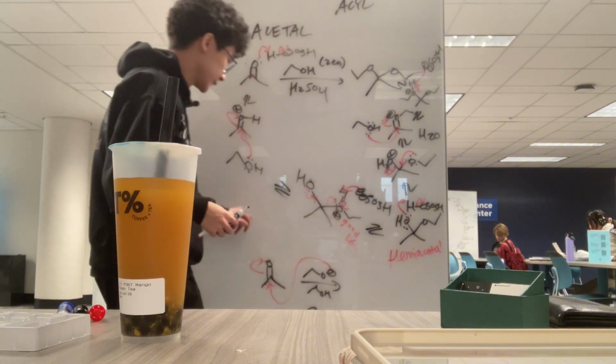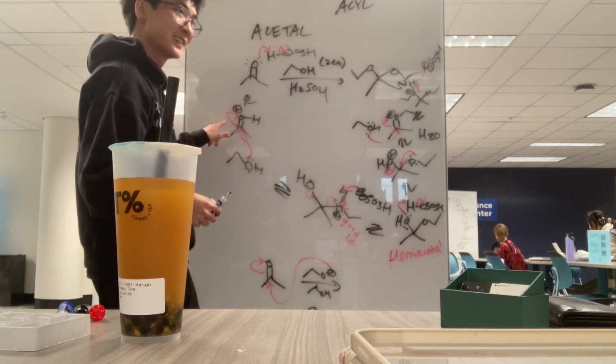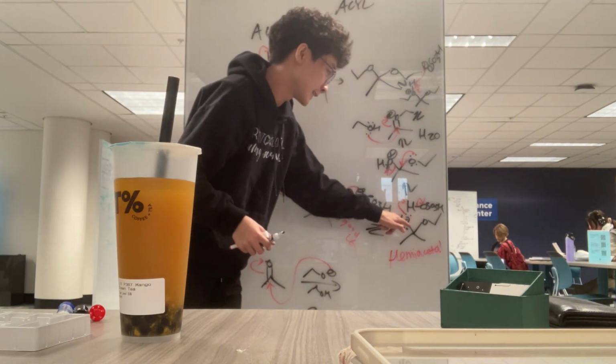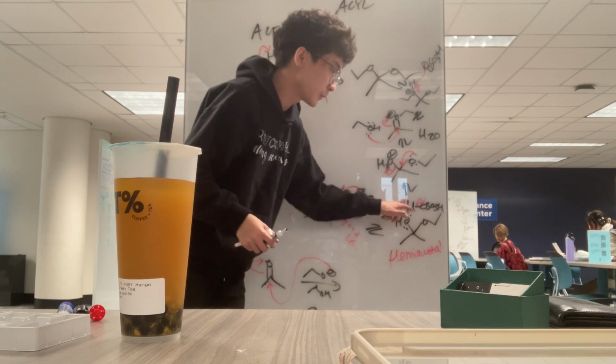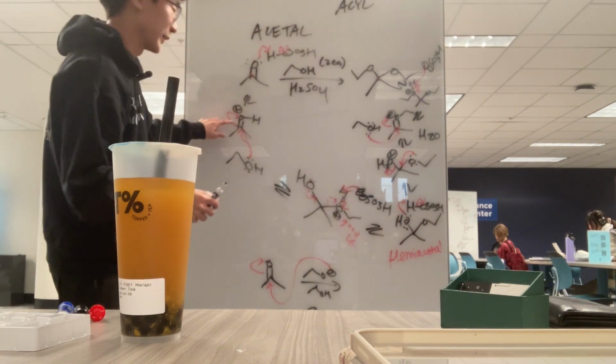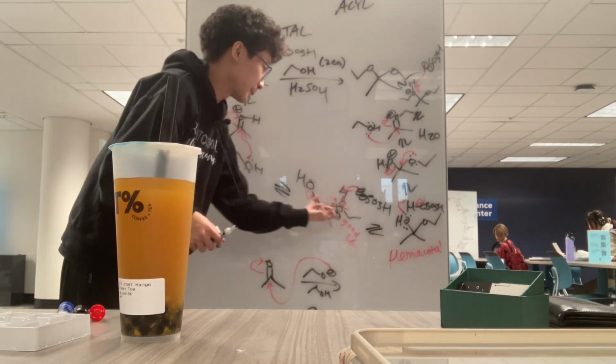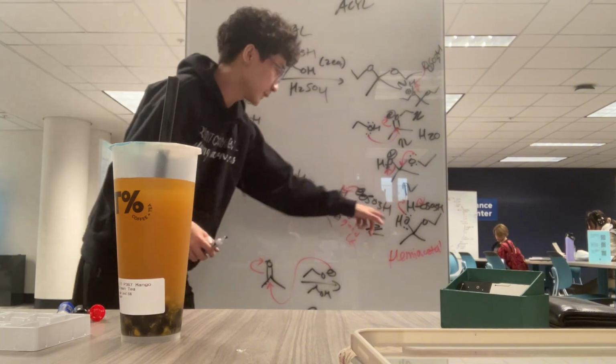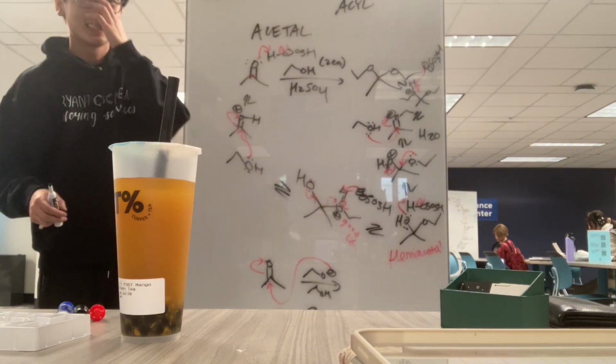We cannot go from here to here, right? Because we can't kick that out and reform the carbonyl here and kick that out to go all the way to here, right? That's why it's a step-by-step mechanism. We can go from here to here though. That's a good question.